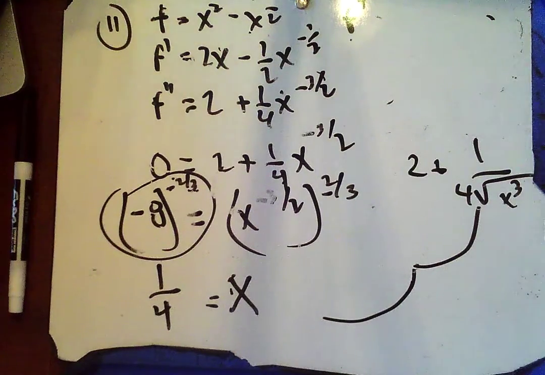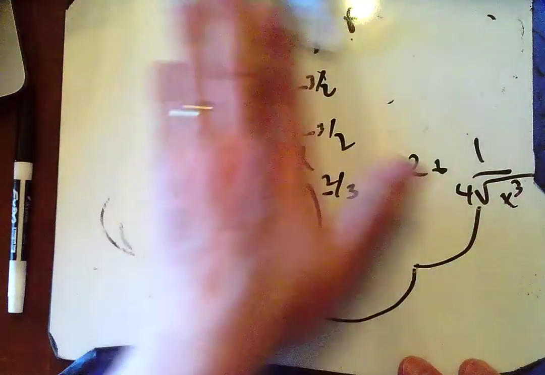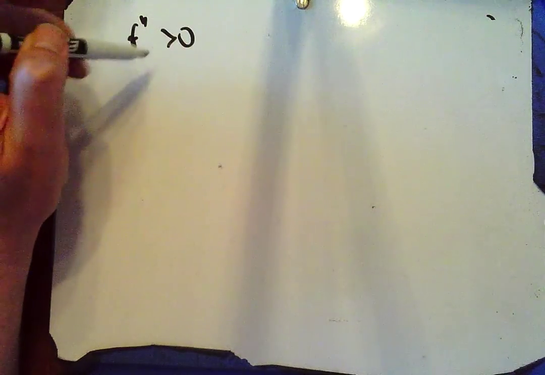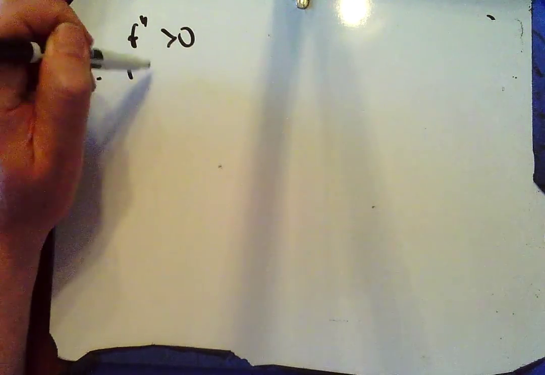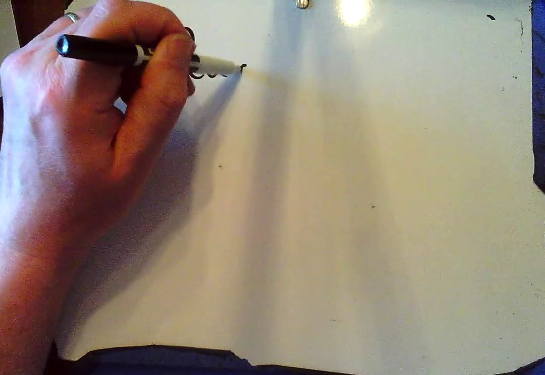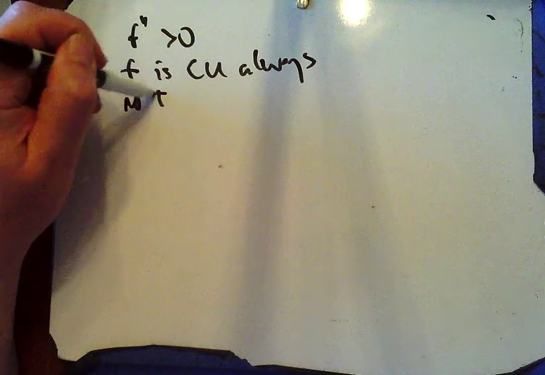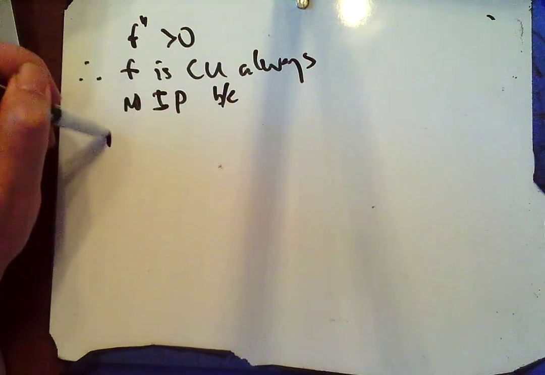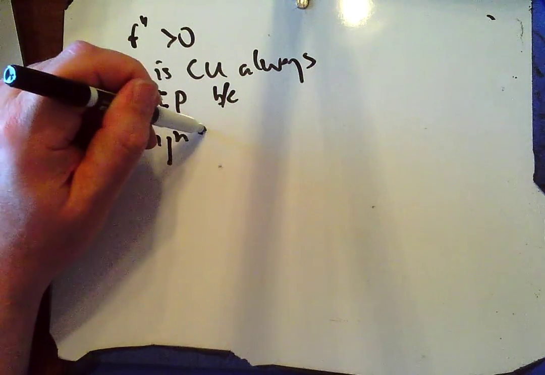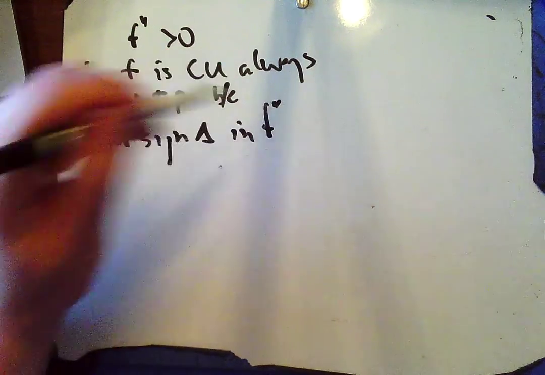So, like I said, if any of you figured that out, then by all means, please let me know. Because right now, all I can say is f double prime is greater than 0 always. So, therefore, f is concave up always. And we didn't have any inflection points, no IP, because no sign change in f double prime. Okay. Oh, look, some more help.